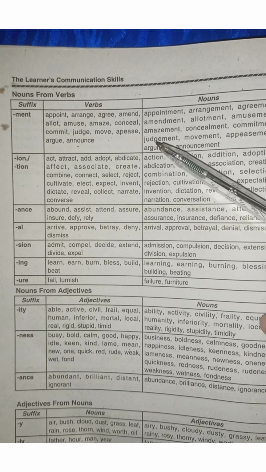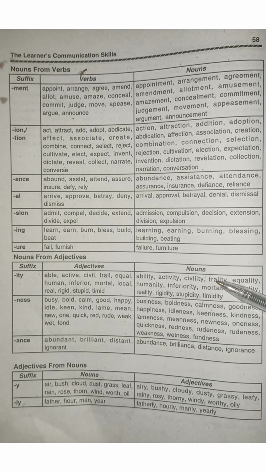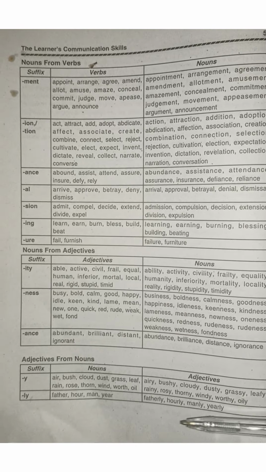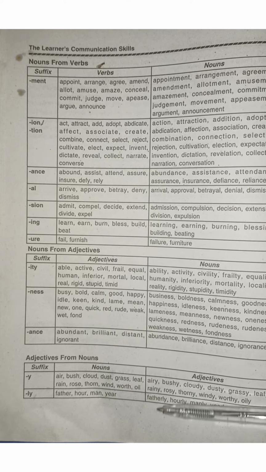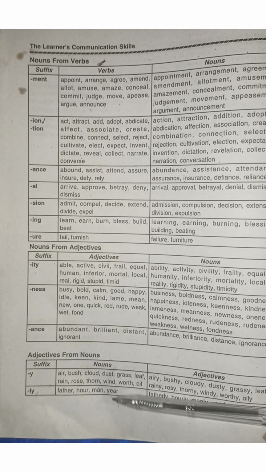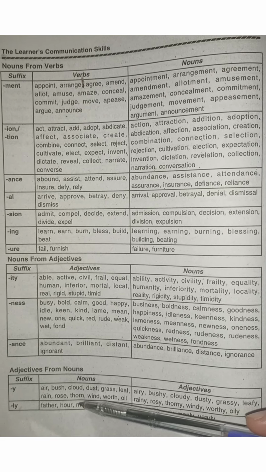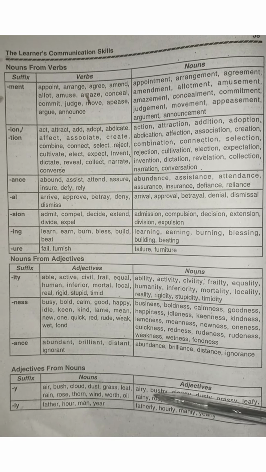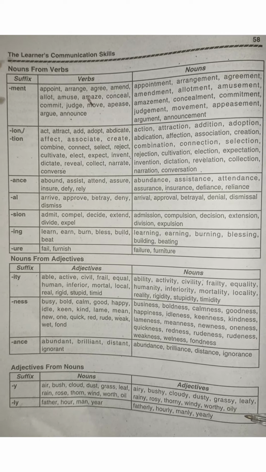Here we have a lot of examples. Now we discuss about nouns from adjectives. Suffix is ness and the adjective is busy. So the noun is business. And the third one is adjective from nouns. Suffix is y, noun is air and adjective is airy. Noun is bush and the adjective is bushy. Noun is cloud and the adjective is cloudy, dusty, grassy, leafy, etc.